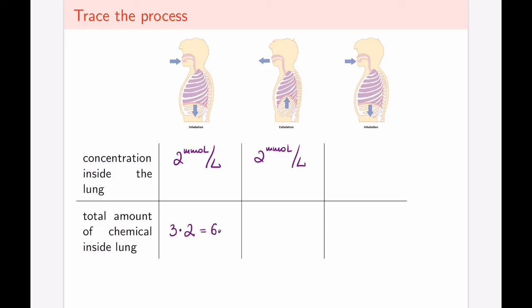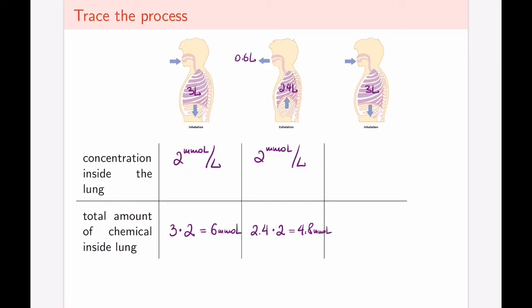So overall, 6 millimoles. On the exhalation, we decided that we exhale 0.6 liters. That means that now the volume of the lung is 2.4 liters as opposed to the 3 liters on the inhale, which means that at the concentration of 2 millimoles per liter, I now have 2.4 liters times 2 millimoles per liter, and overall 4.8 millimoles.